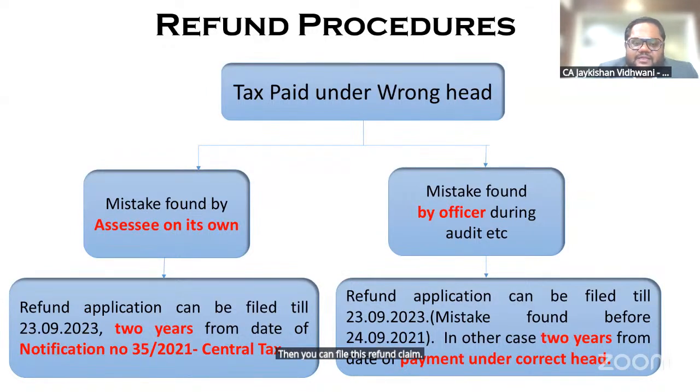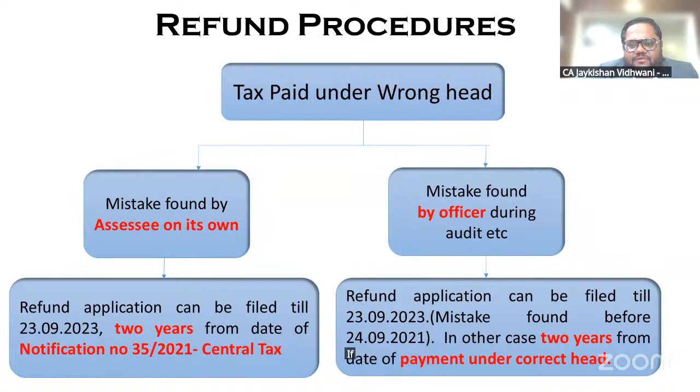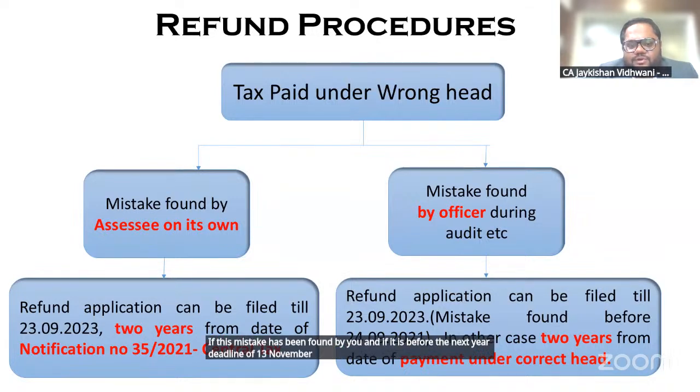The other is on its own. Notification was issued, notification number 35/2021, wherein 2 years were the given timeline from the date of that notification. So the timeline has expired on 23 September. But according to me, if this mistake has been found by you before the next year deadline of 13 November, you can adjust on your own.